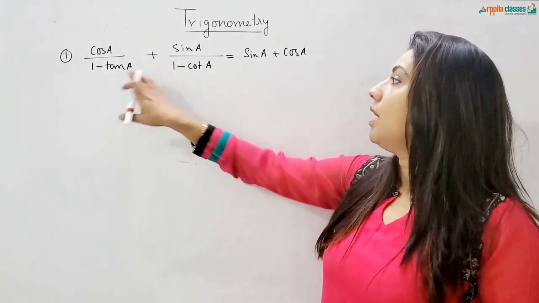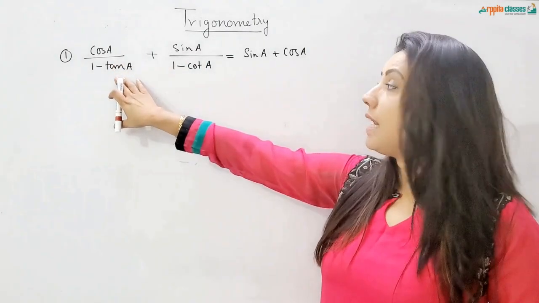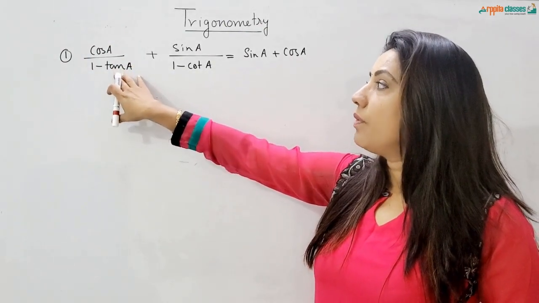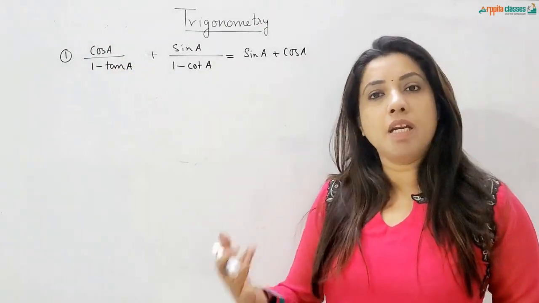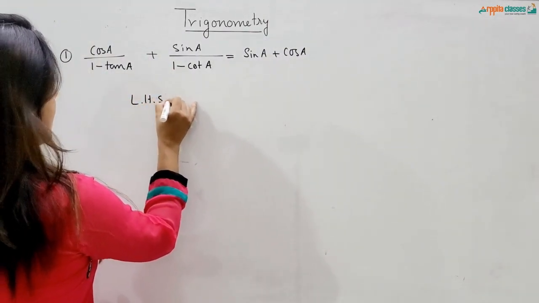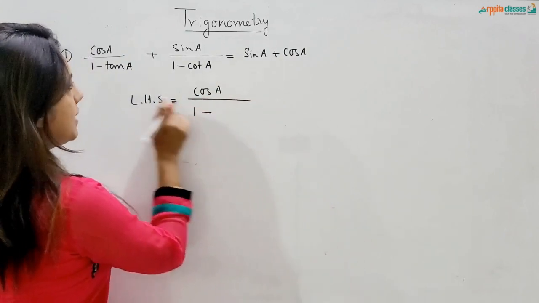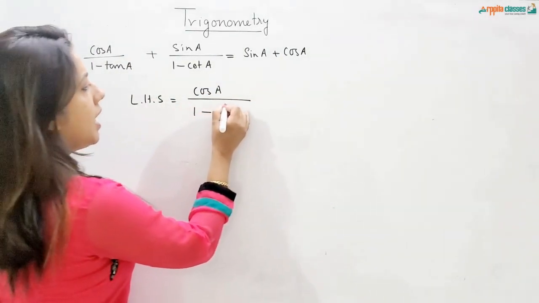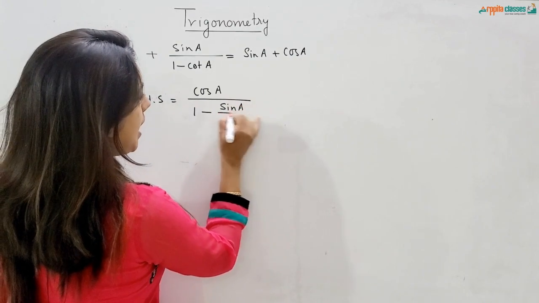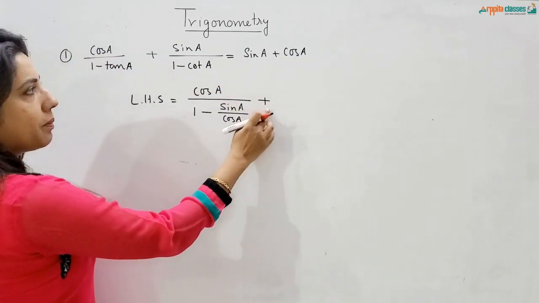So definitely we will process the left hand side, and while doing that we will resolve tan A and cot A into sin and cos. So let us do this. Let us take the left hand side. I am writing cos A upon 1 minus, in place of tan A, I am going to put sin A upon cos A. In between we have plus, so I am putting plus.